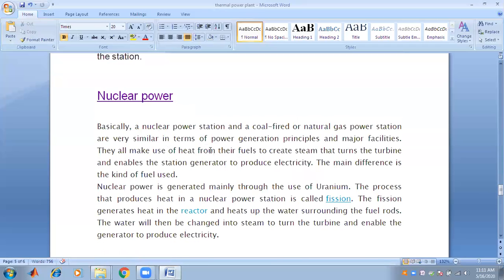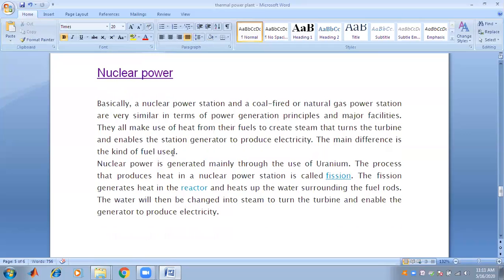Basically, nuclear power stations and coal-fired or natural gas power stations are very similar in terms of power generation principles and major facilities. They all make use of heat from their fuels to create steam, as we have learned for the thermal power plant, that turns the turbine and enables the station generator to produce electricity. That we have done. The main difference is the kind of fuel used, compared with the thermal power plant, for the nuclear power plant.